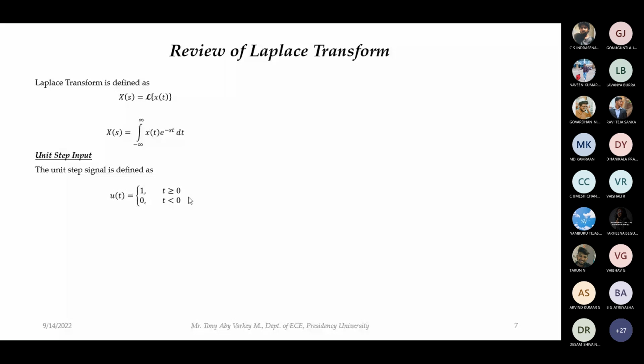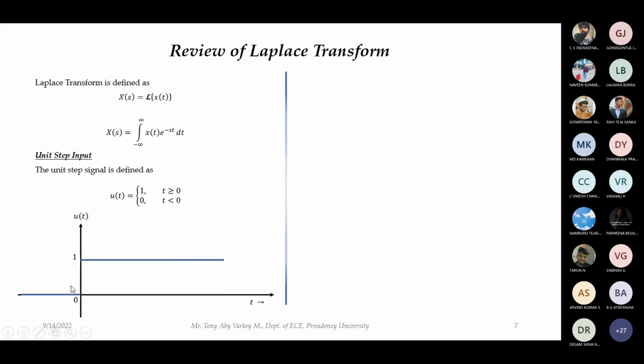So it can be graphically represented like this. On the x-axis you can see t. When t is less than 0, the value is 0. You can see the blue line. When t is greater than or equal to 0, the value is 1. That is why it is called a step. You can see one sudden step. Unit step means the magnitude is 1. So from 0 to 1, there is a step. That is why it is called a unit step signal.